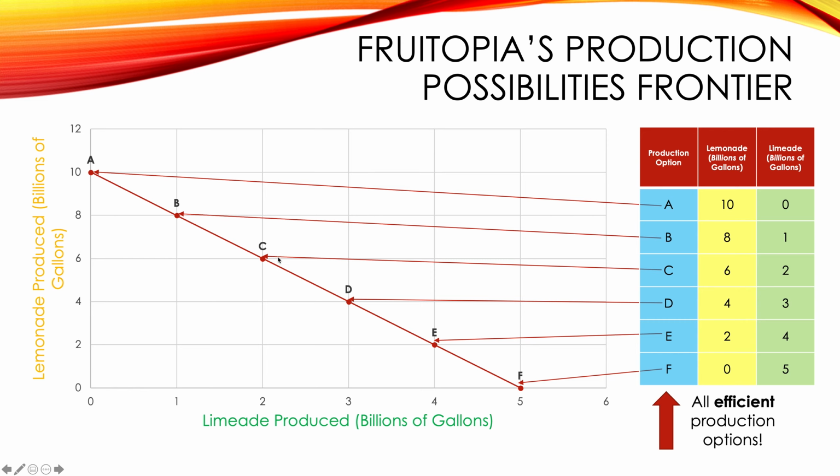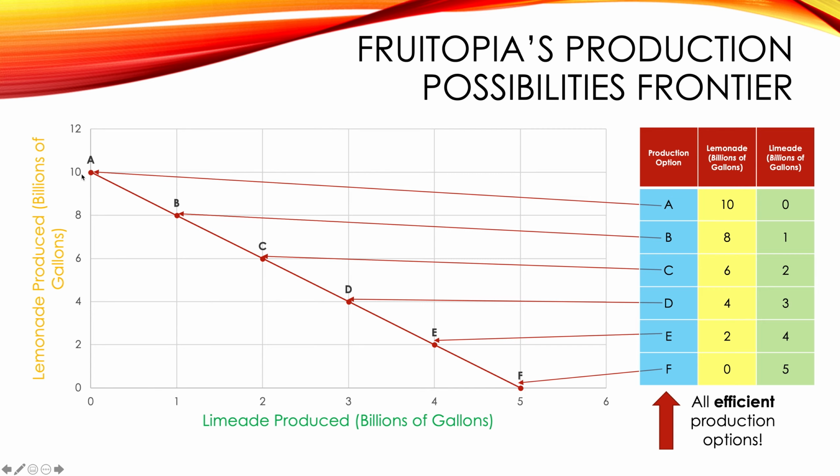The important thing to note is that all of these production options we're going to call efficient production options. In other words, this is a combination of lemonade and limeade that Fruitopia could produce if they're using all of their resources, their factors of production, their land, labor, capital, to their fullest potential. So this line represents the limit of how much they could produce. So A is an efficient point. F is an efficient point, even though they look completely different.